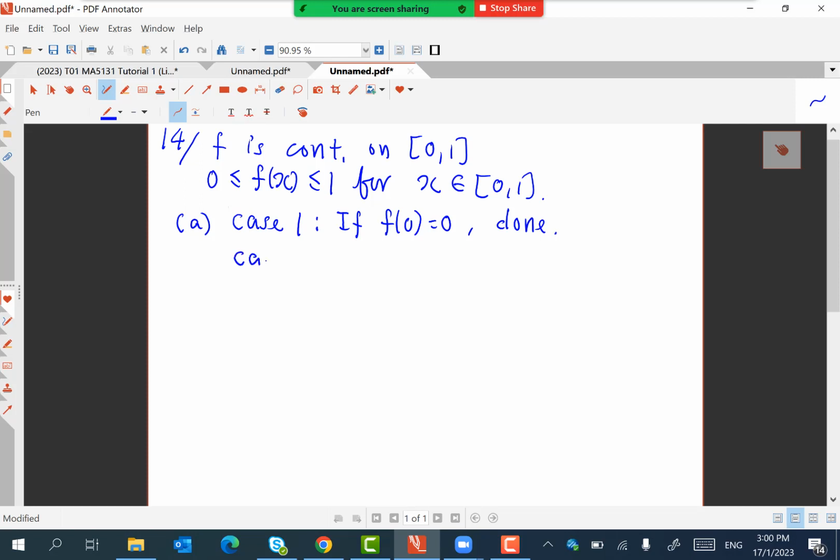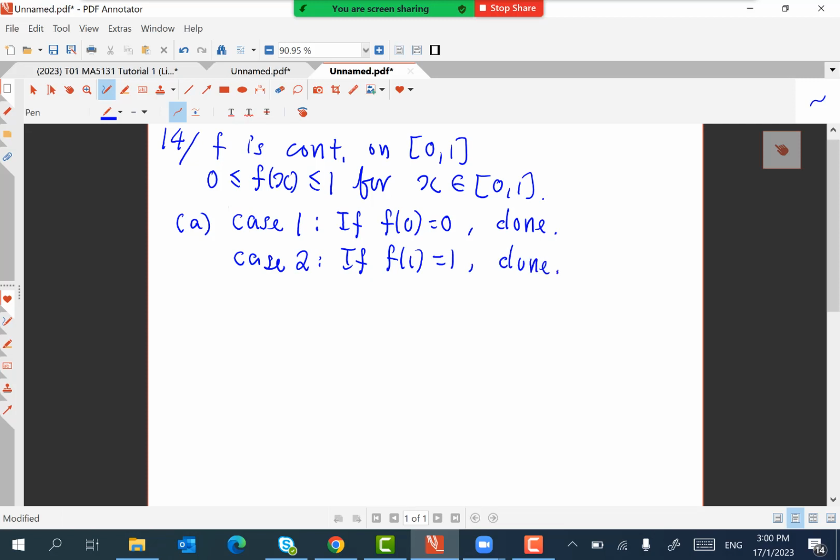Then case 2: if f(1) equals 1, we are also done. Now we need a case 3. Case 3 will be the case where these are not 0.